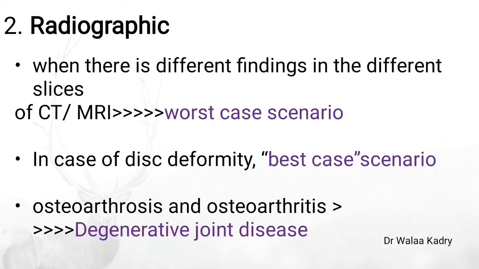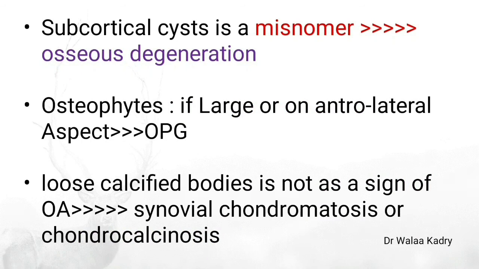These two terms, osteoarthrosis and osteoarthritis, have been used interchangeably in the literature, with osteoarthritis being the most common term and involving pain as a main component, while osteoarthrosis is a degenerative disorder without a pain component. So it's better to interpret the condition as a degenerative joint disease. Moreover, areas of radiolucency beyond the condylar cortex on CTs, interpreted as subcortical cysts, are a misnomer. It's actually called osseous degeneration rather than subcortical cysts.